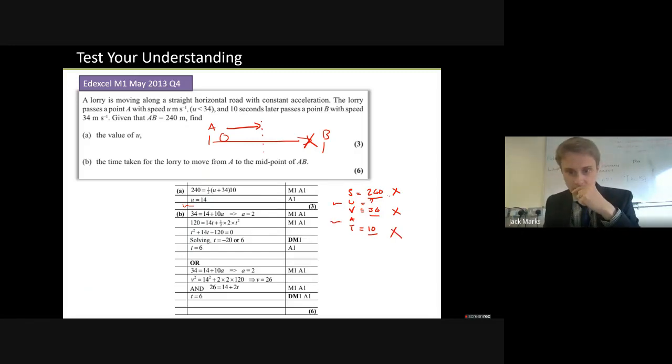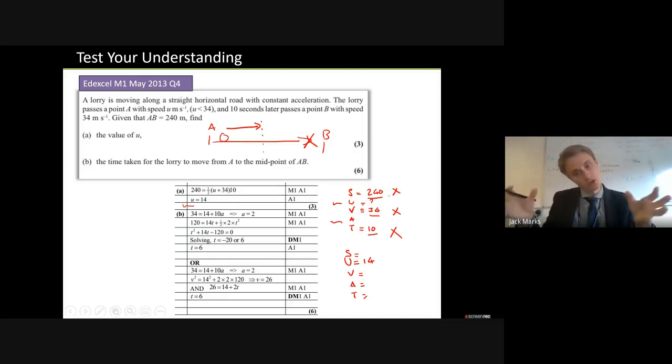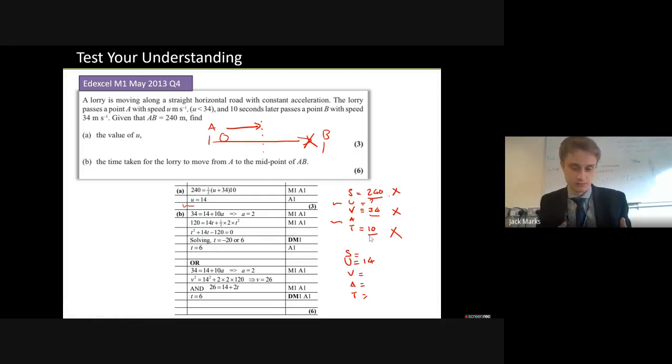What about U and A? Because you found U before. Well, you know that U is not going to change. The start of the journey is 14. It will still be 14. So you can reuse U equals 14. Is there anything else you could do? Well, you could also use this information for the whole journey to find the acceleration, because the acceleration for the whole journey is the same as the acceleration for the half journey. It's constant. It's the same throughout the whole question.